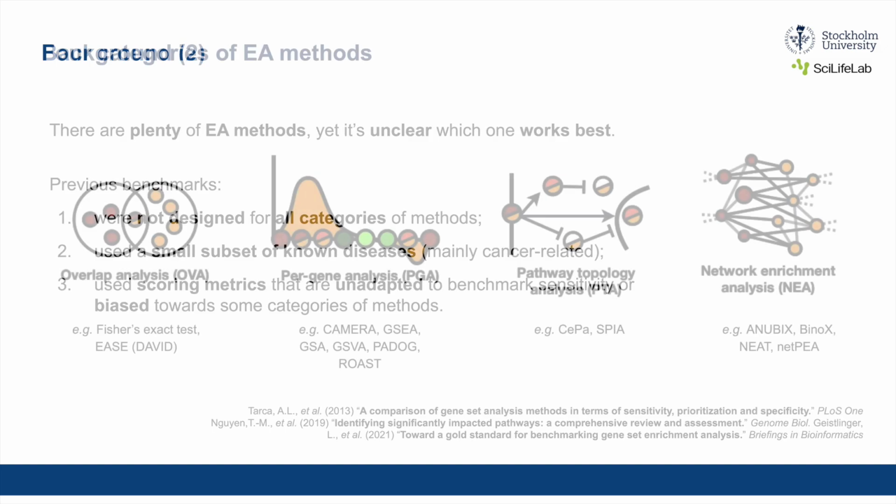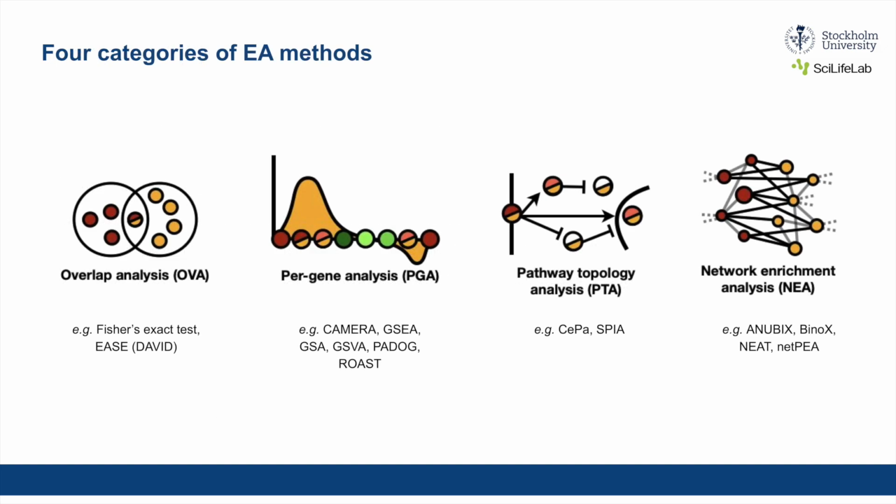EA methods can be grouped in 4 categories: overlap-based analysis methods, OVA, that test the proportion of differentially expressed genes in gene sets; per gene scoring analysis methods, PGA, that assign scores using sorted fold changes of all genes; pathway topology analysis methods, PTA, that use pathway databases to weigh gene importance; and finally network-based enrichment analysis, NEA, methods, that evaluate differential expression in a functional association network.